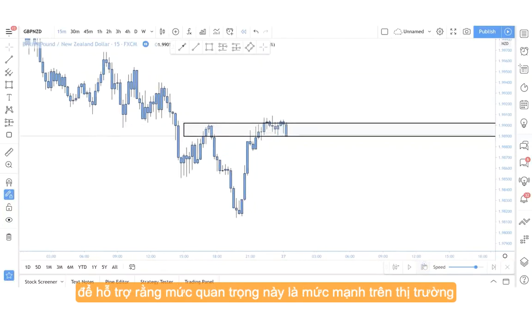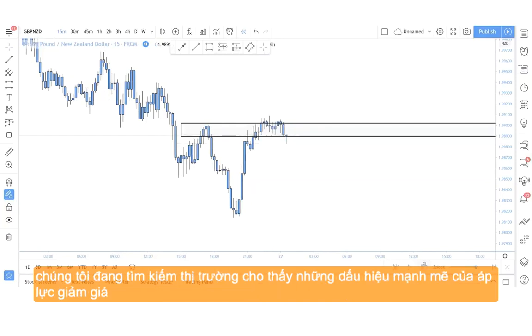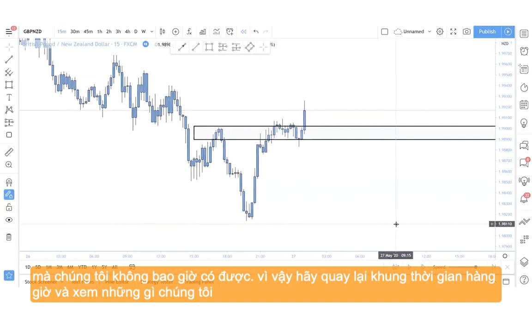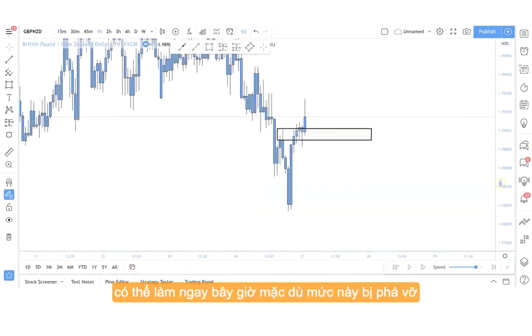This key level is a strong level in the market. We are looking for the market to show strong signs of bearish pressure, which we never got. So let's head back to the hourly time frame and see what we can do.